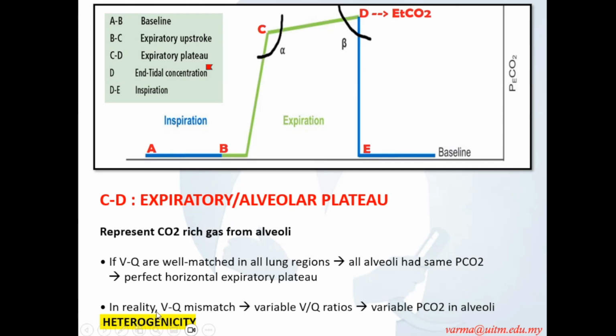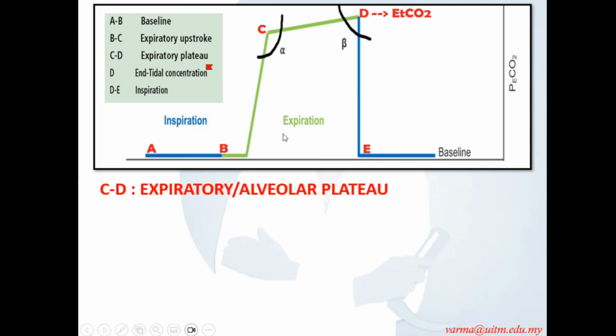But in reality, there is heterogeneity of alveoli. We have a VQ mismatch even in a healthy individual. The VQ is never 1, it is 0.8. There is a variable VQ ratio, which is affected by your position, your comorbidities, and a lot of things. So there is variable PCO2 in alveoli that causes the slight upstroke. Why is there an upstroke, not a downstroke or anything?